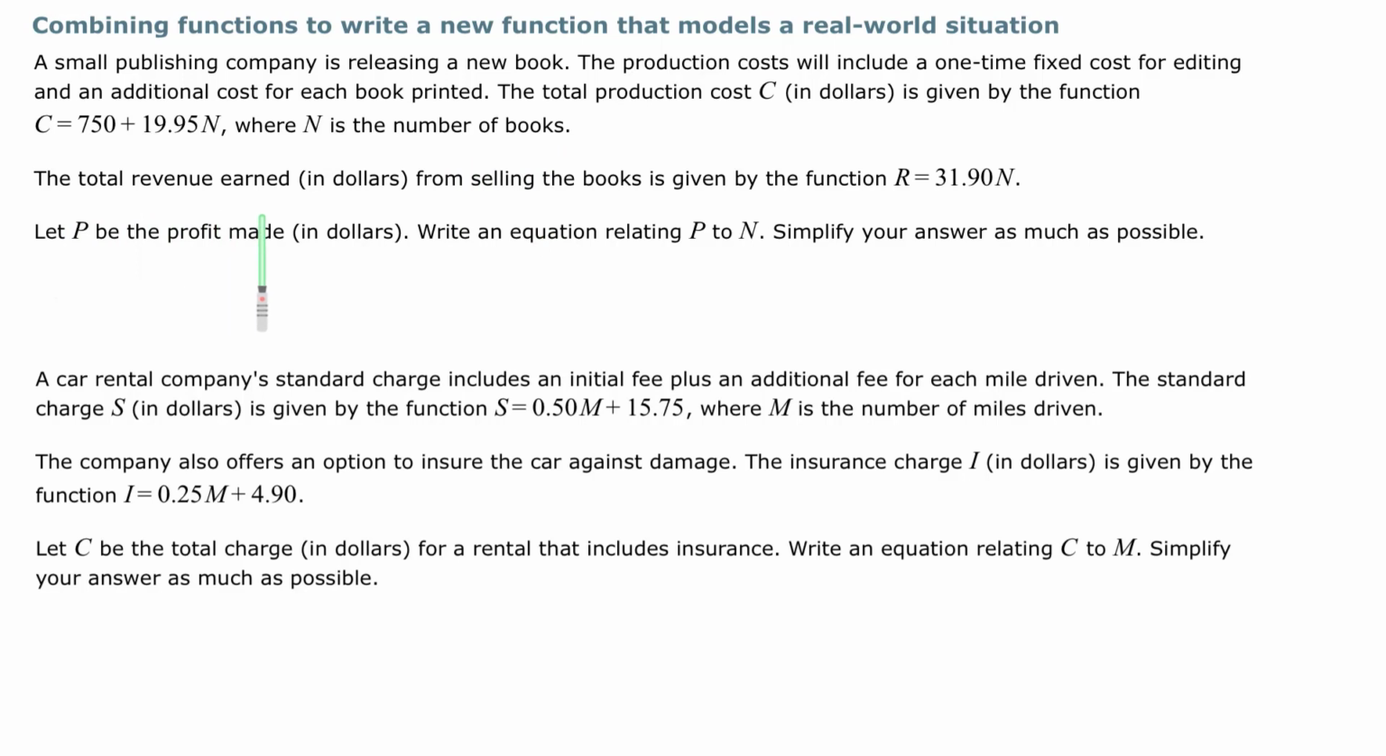The total revenue earned in dollars from selling the books is given by the function R equals 31.90 times n. Let P be the profit made in dollars. Write an equation relating P to n. Simplify your answer as much as possible.